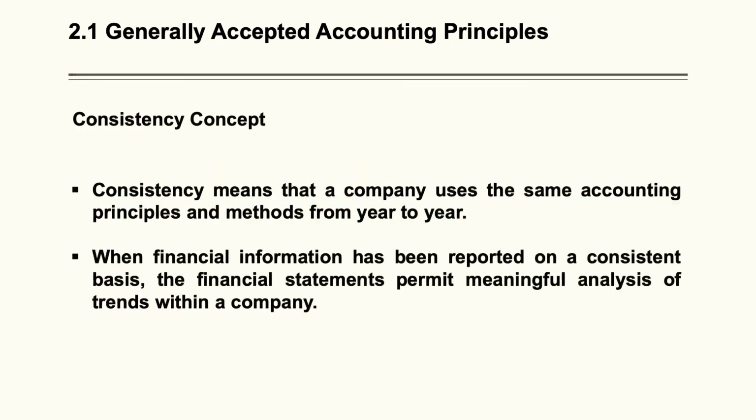Now we're going to look at concept number 6, the consistency concept. What does it mean? Consistency means that a company uses the same accounting principle and method from year to year. It is very important because when financial information has been reported on a consistent basis, the financial statements permit meaningful analysis of trends between the company. In other words, we can compare the company's performance from year to year.